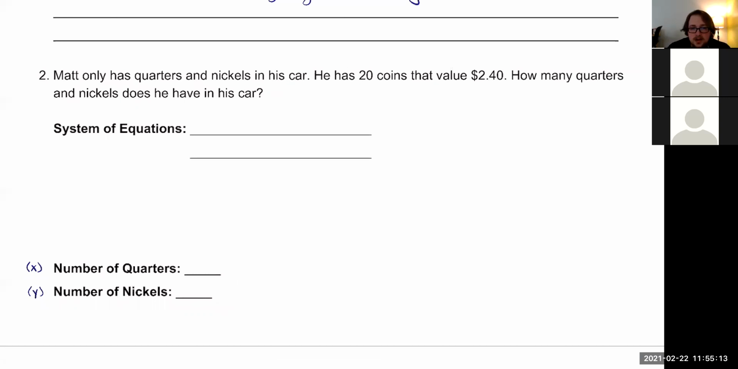So what I need to do is look at the information given, and I notice that the only two values provided are measuring two different things. The 20 is talking about how many coins. The $2.40 is telling us how much those coins are valued at. So really, I have two equations. One is going to be quantity. One is going to be value.